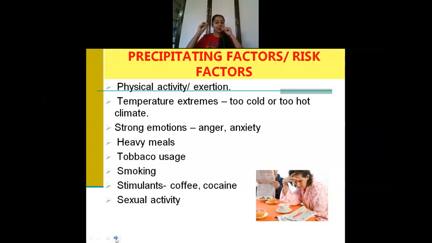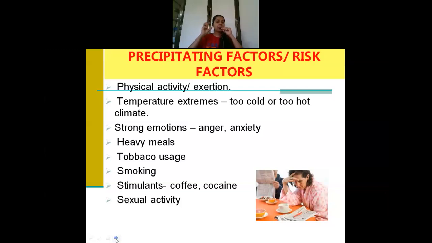Suddenly there can be decreased cardiac output. The heart has to work harder. Because of that, the patient can experience angina. Next one, a very important triggering factor, is temperature extreme. Most of the time we have seen that heart attacks or chest pain occur when there is very cold temperature or very hot temperature.